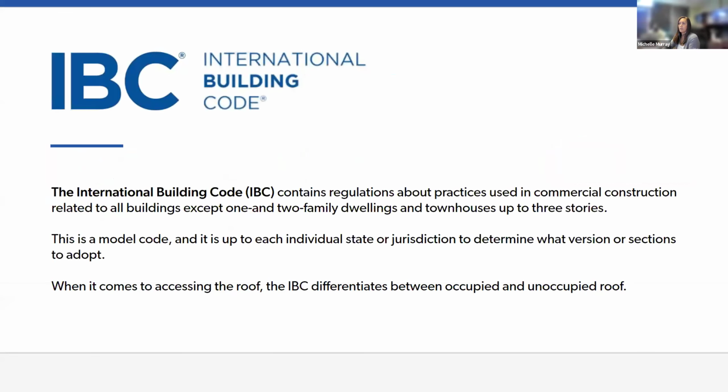So the IBC is probably one of the most recognized building codes. It contains regulations about practices and use in commercial construction related to all buildings except 1 and 2 family dwellings. When it comes to these IBC codes, there's a differentiator between occupied and unoccupied roofs. And for this presentation, we are going to focus on the unoccupied roof.